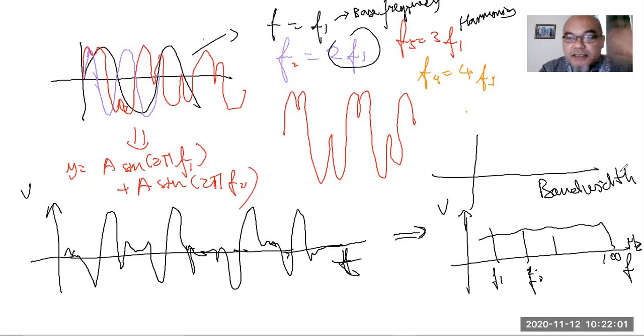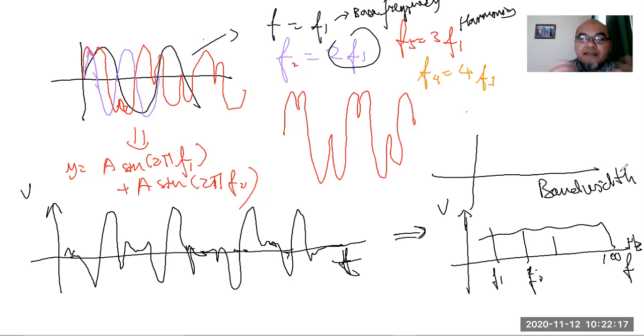In the case of EEG, electroencephalography, the brain, the bandwidth could be up to 1000 hertz. Muscles, EMG, can be around several tens of hertz.